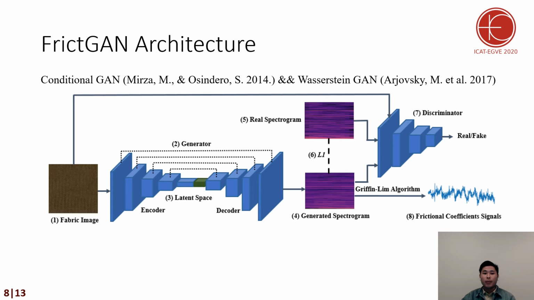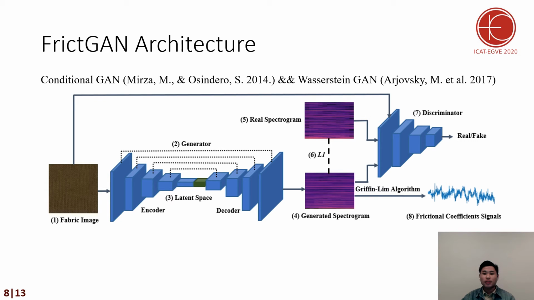In this slide, I will introduce the architecture of FrictGAN. Our model is built on conditional GAN and Wasserstein GAN structure. Conditional GAN could control the generated results, and WGAN is beneficial for stable training. Well, it is common that there are a generator and a discriminator.